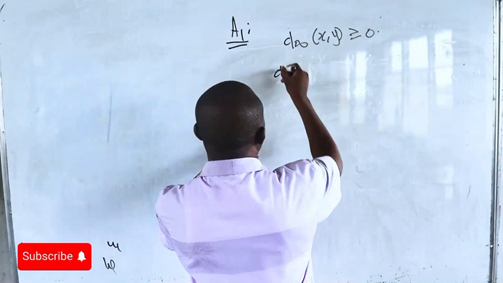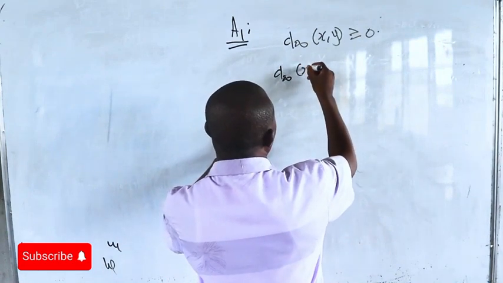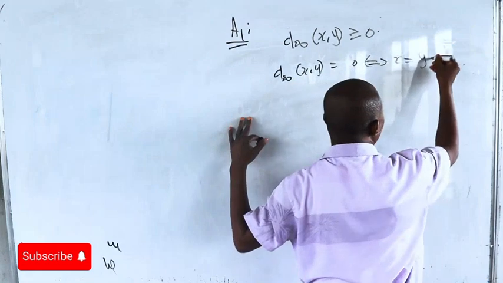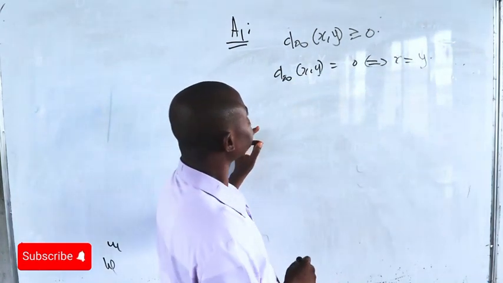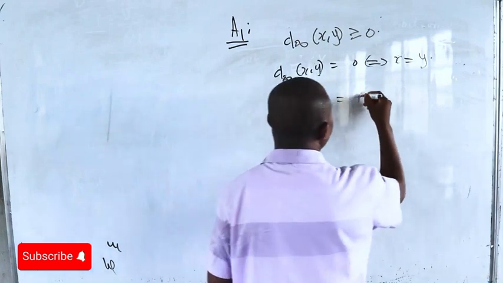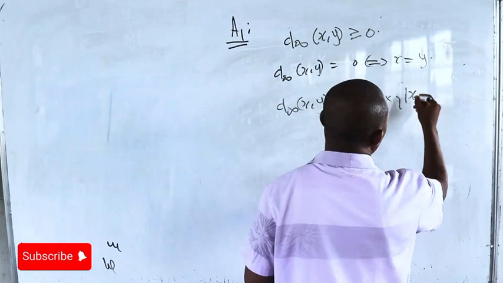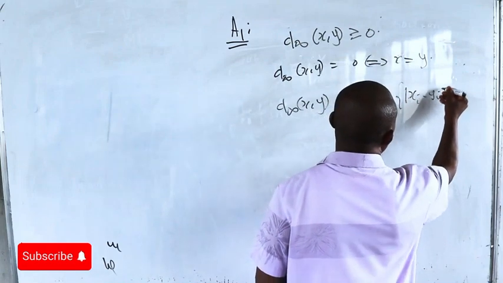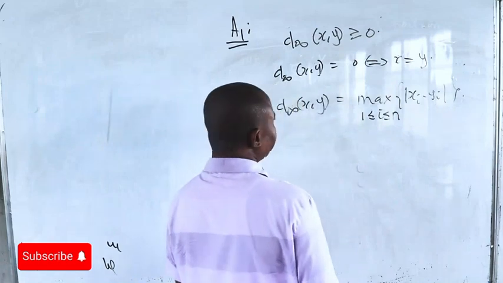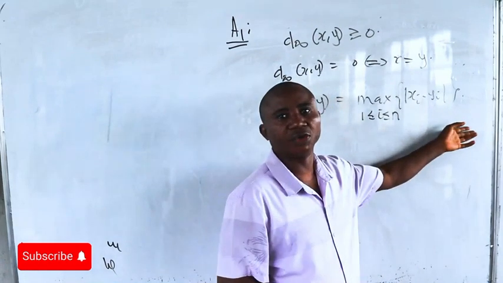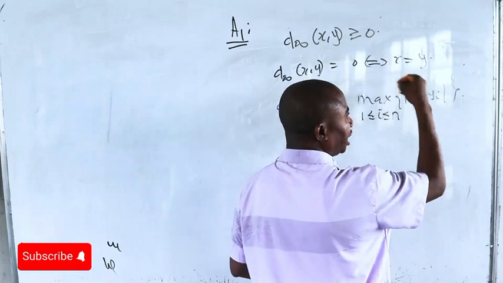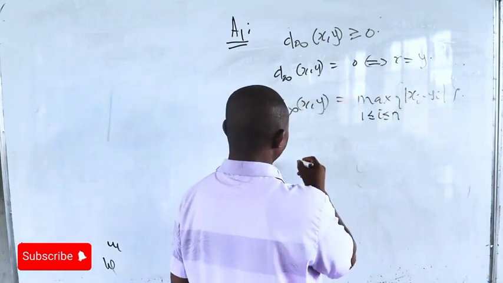Next, we want to verify that d infinity of x comma y is 0 if and only if x is equal to y. So how do we do this? Notice that d infinity of x comma y is nothing but the maximum of the absolute value of xi minus yi, 1 less than or equal to i less than or equal to n. So, if this maximum is equal to 0, we know that every element of the set we're taking the maximum of is less than or equal to the maximum. So what do I mean by that?